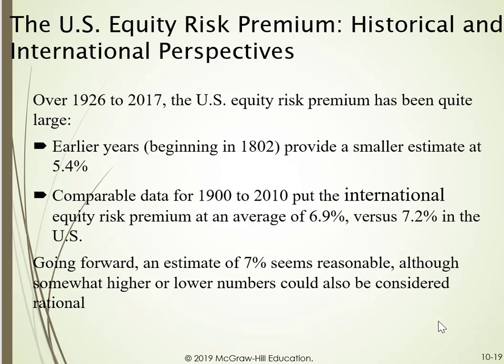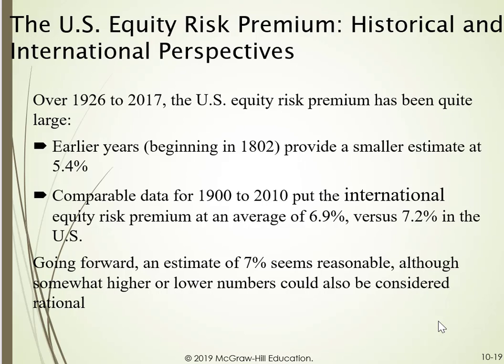From 1926 to 2017, the equity risk premium has been fairly large. They talk about earlier years, like 1802, when most of us weren't around. They had fairly smaller estimates, around 5.4%. But in general, what we've been able to see most recently is that the international equity risk premium is around 6.9%. In the United States, it's about 7.2%.